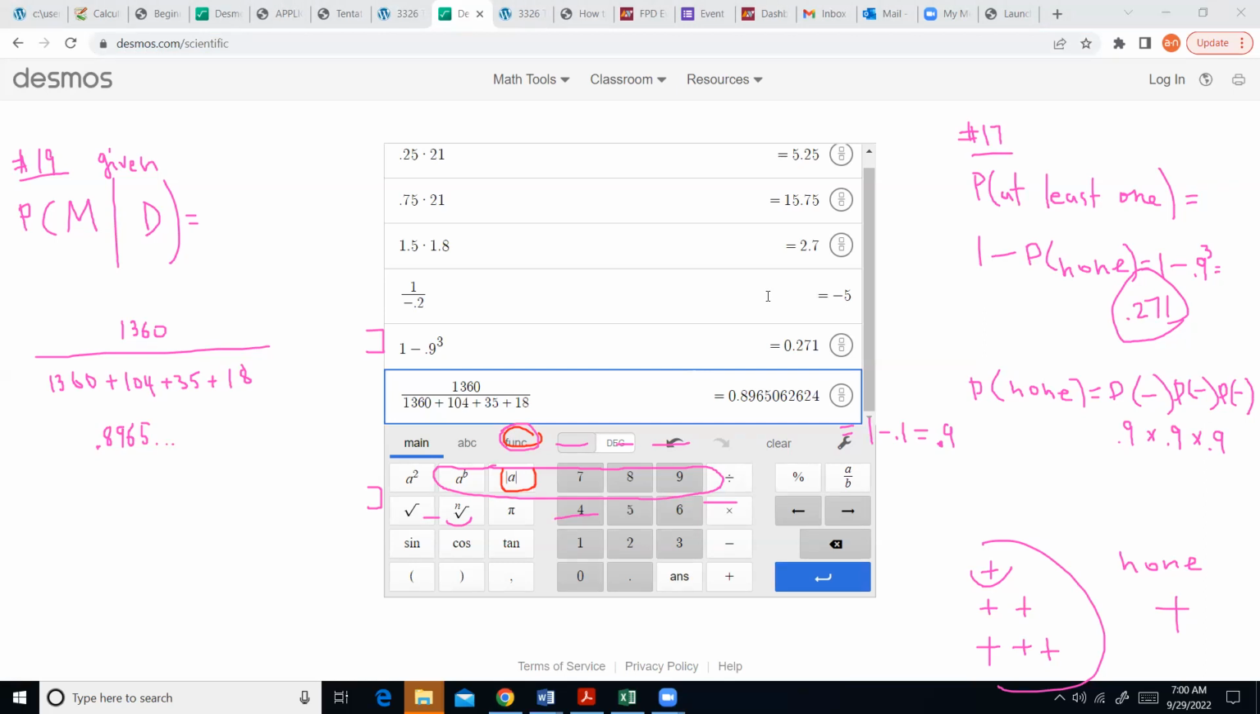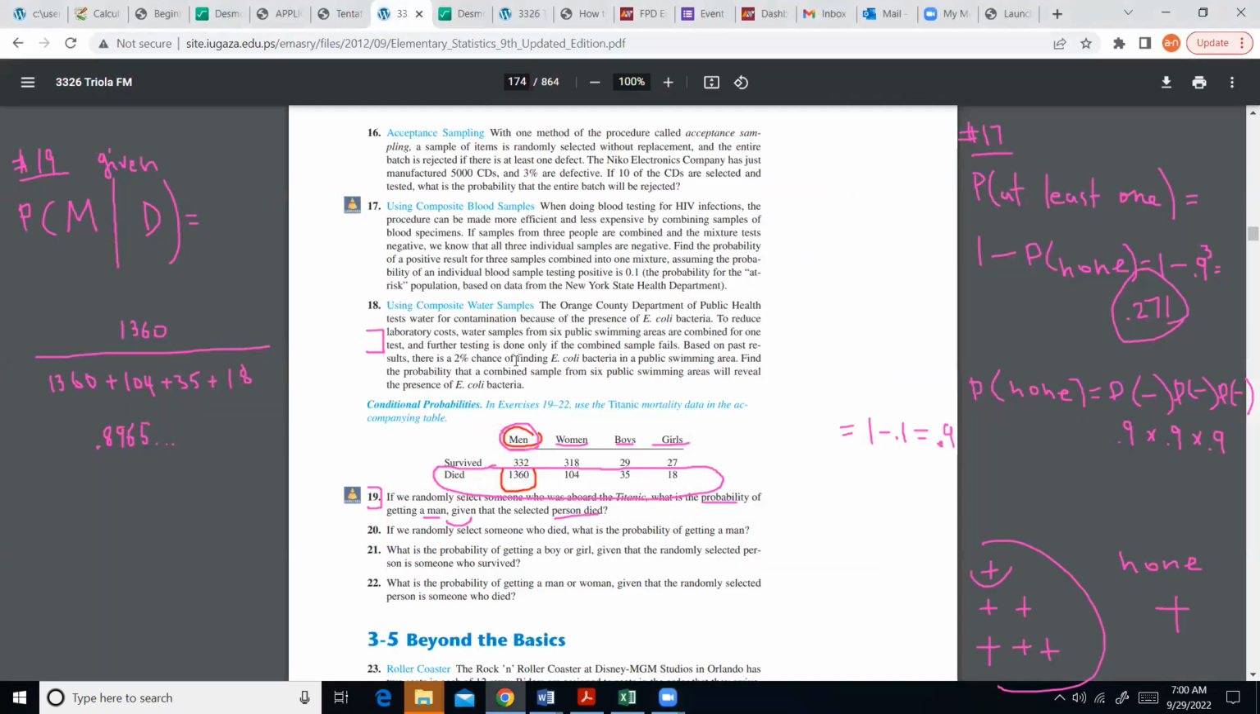So I put the link to it again in the chat, so you can utilize this calculator. Just get used to it little by little. Again, it's up to you which calculator you use, but you will see eventually that this is really a very convenient one. So we're done with exercise number 19.